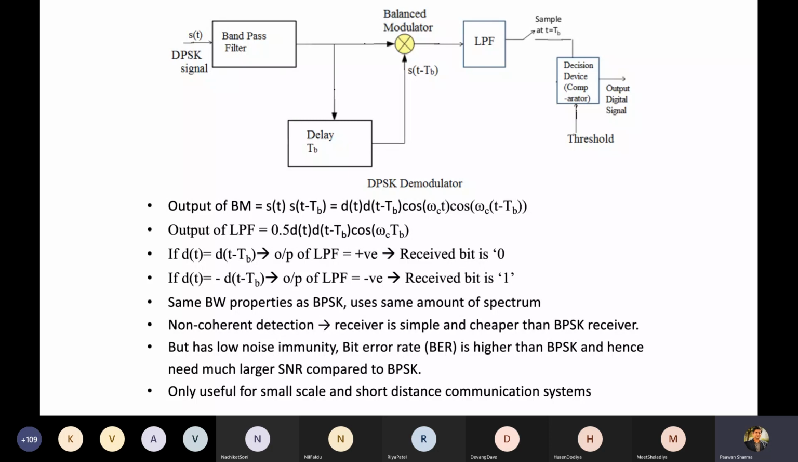So this is the DPSK demodulator, similar in the reverse manner. First you will need a band pass filter, and then we are doing the reverse. You are sampling the signal, providing a delay of Tb, feeding it to a balanced modulator, and then performing low pass filtering. You will get the output. Okay, so this is the QPSK demodulator. You can go through it.